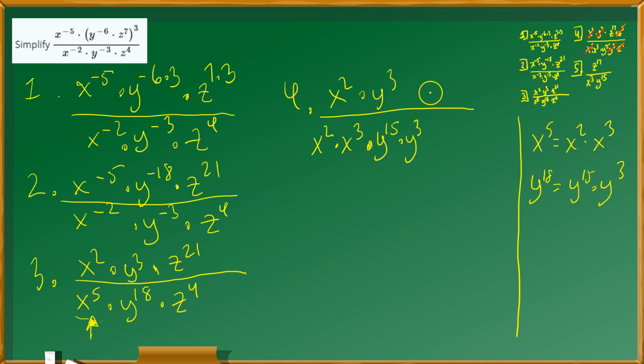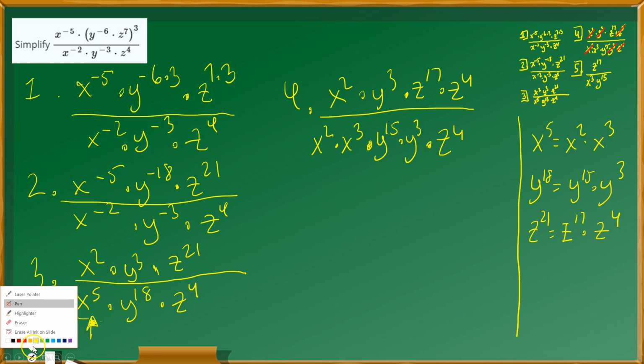And lastly, with the z's, you may want to pause the video and figure out on your own how to do that, but I'll do it. So I'm going to rewrite z to the 21st here as z to the 17th times z to the fourth. And again, I'm doing that because on the bottom I have z to the fourth. I want to be able to cancel easily. So up here, I'm going to put z to the 17th times z to the fourth. And now I have all the factors identified, and I can cancel them off very easily.